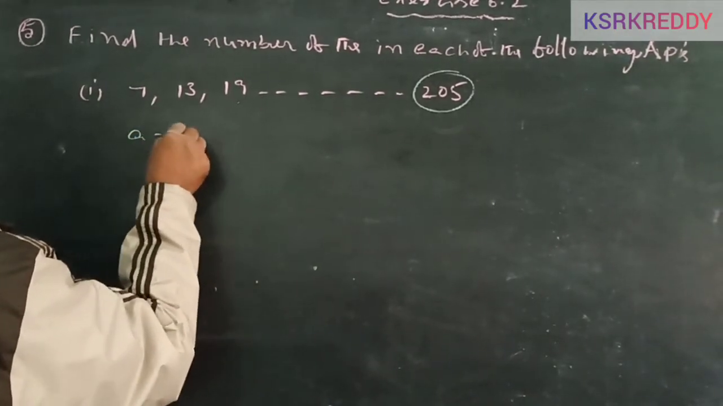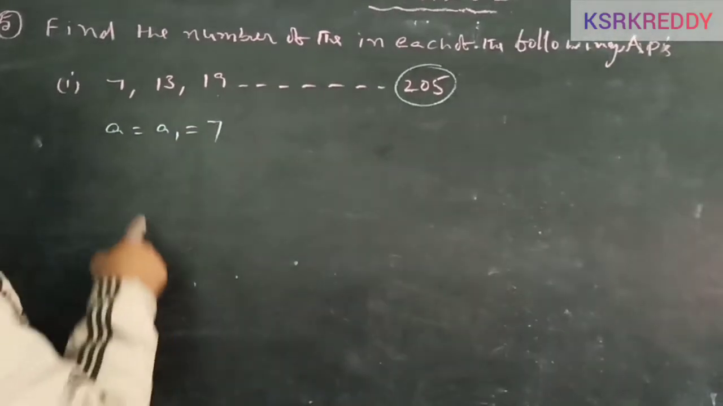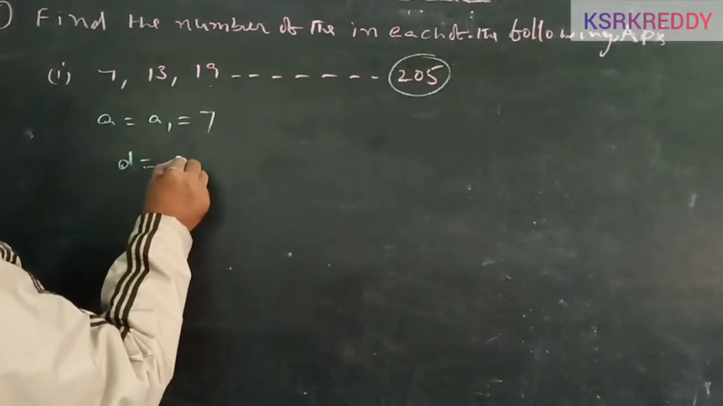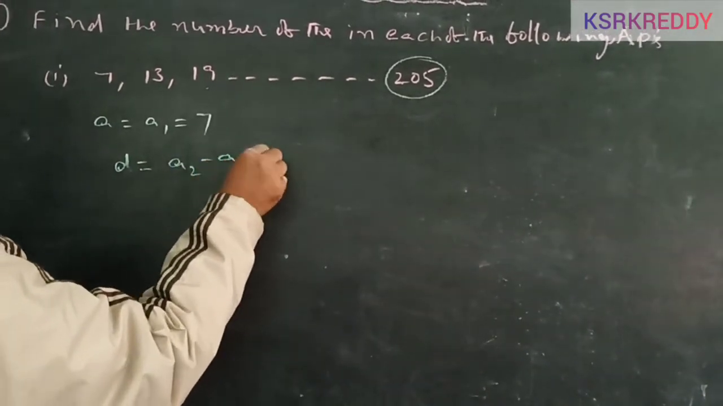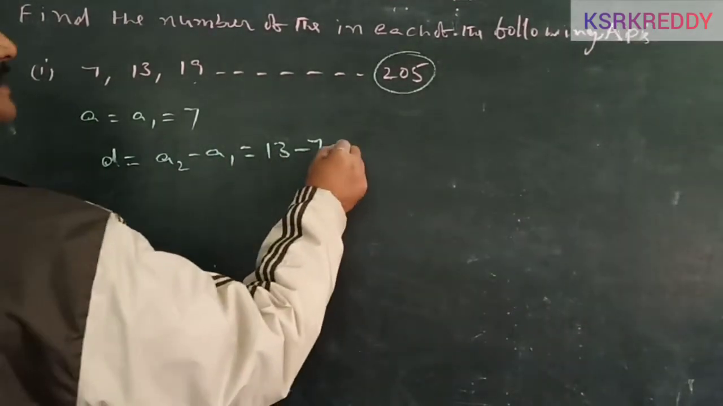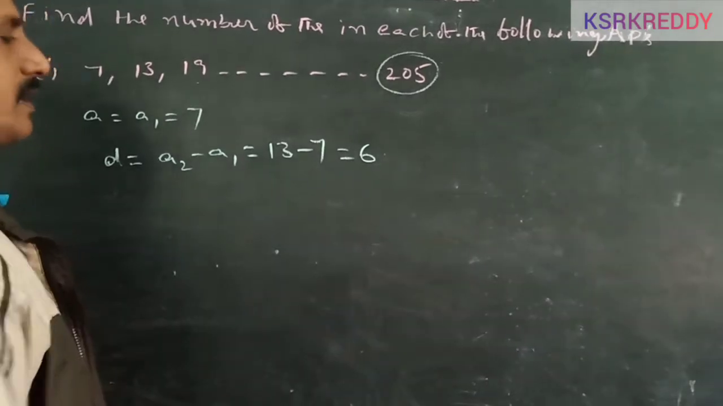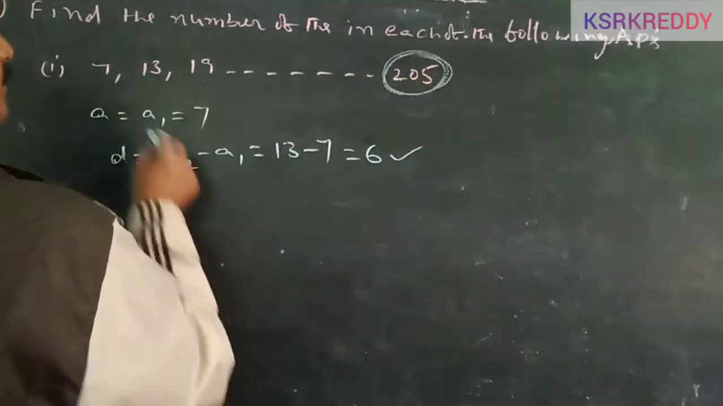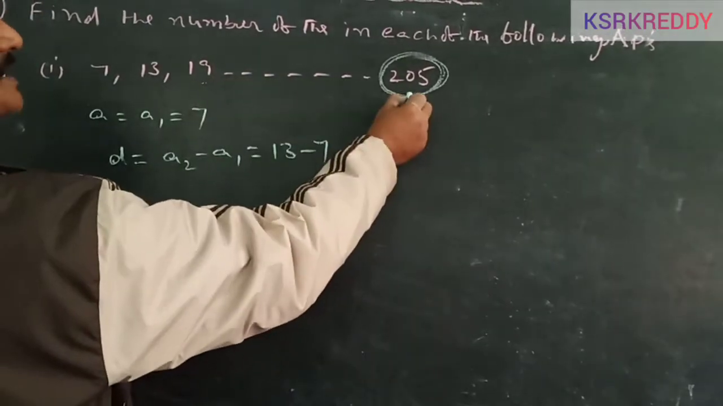So a is equal to a1, which is 7. d is the common difference, which is a2 minus a1. What is it? a2 is 13, so 13 minus 7 is equal to 6. The common difference is 6. Then, which term? The last term: first term, second term, third term, and this is the last term.